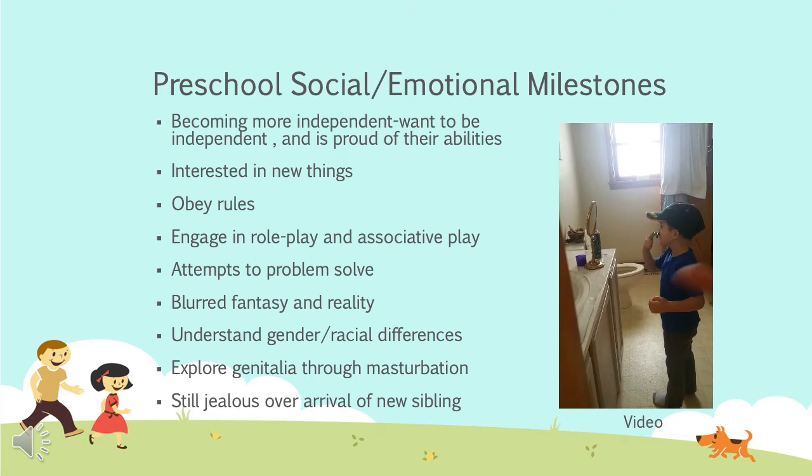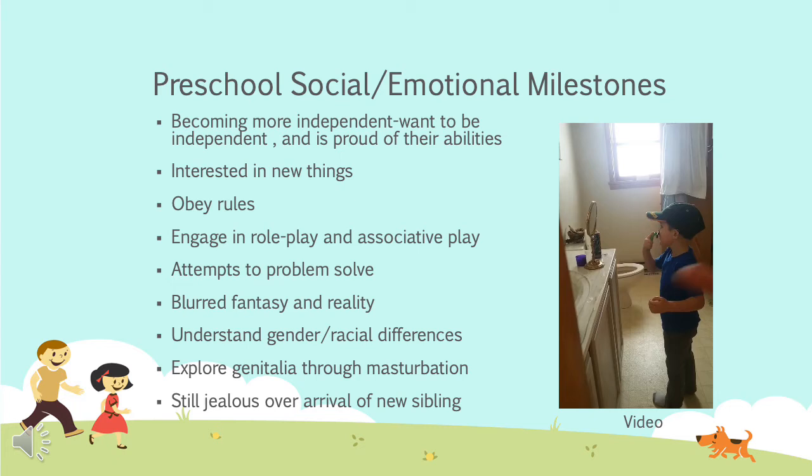The social and emotional milestones of the preschoolers are displayed here. So you'll see that they're becoming more independent, and they want this independence, and they're very proud of their new abilities to do things themselves. They are interested in learning new things and exploring everything around them. They're now obeying rules a bit more than in toddlerhood.